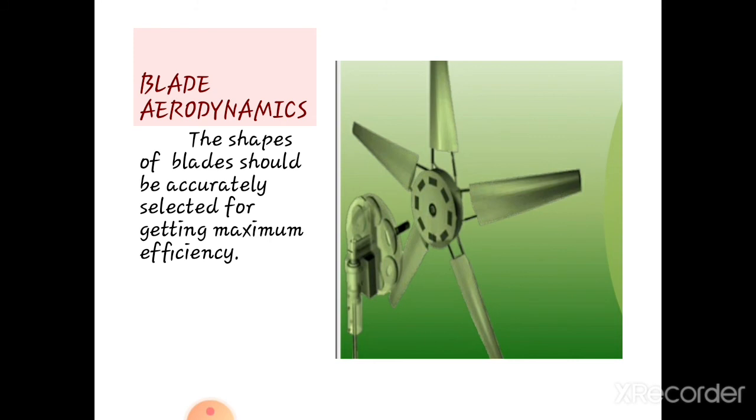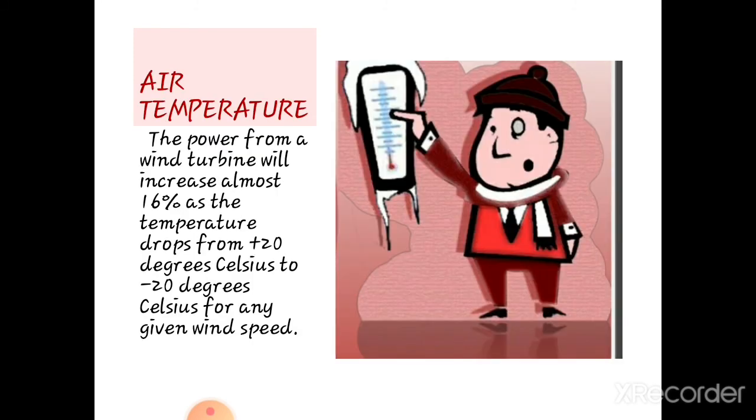The fifth one is air temperature. The power output of a wind turbine will increase almost 16% as the temperature drops from plus 20 degrees Celsius to minus 20 degrees Celsius for any given wind speed. Colder air is denser and increases power output.